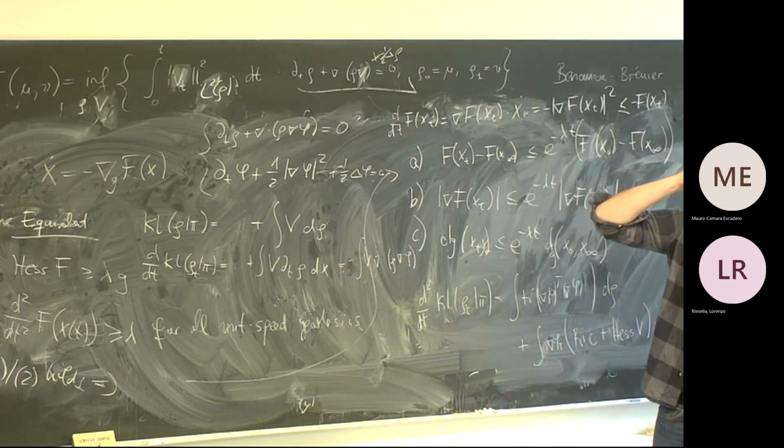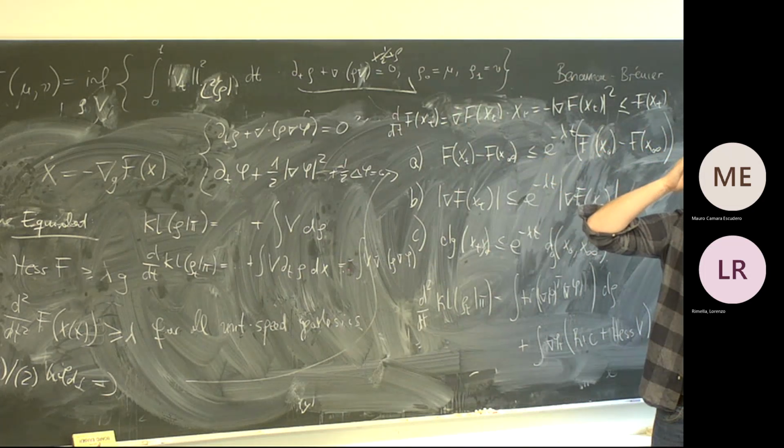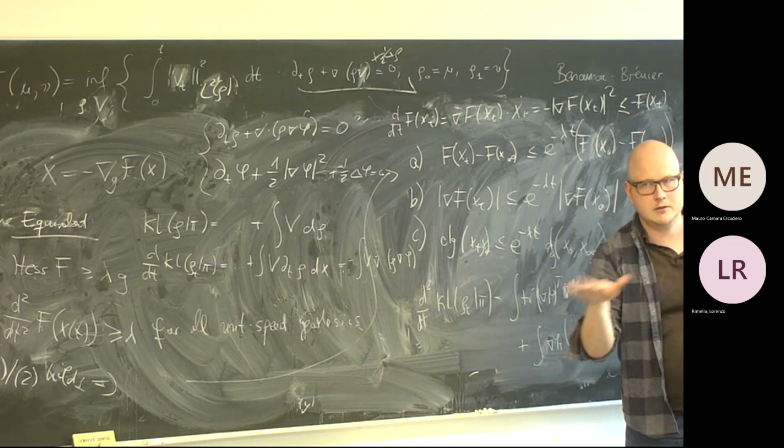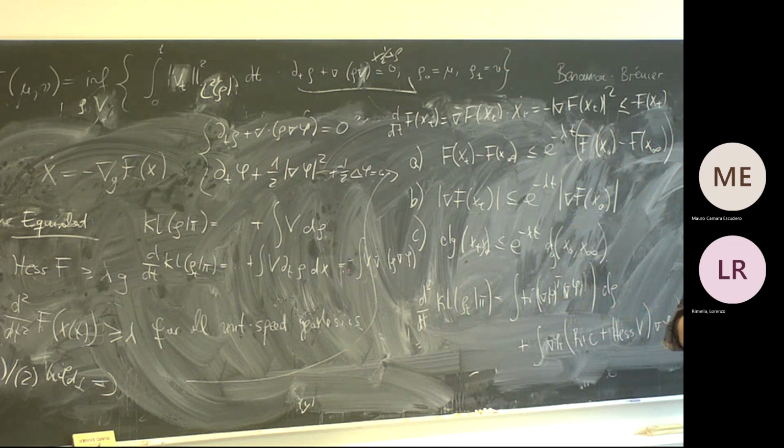Right. So if you're happy to assume log-Sobolev on the target, and you kind of do this, then you should be able to get exponential decay of these forms, I think. I mean, depending on the details, but yeah.